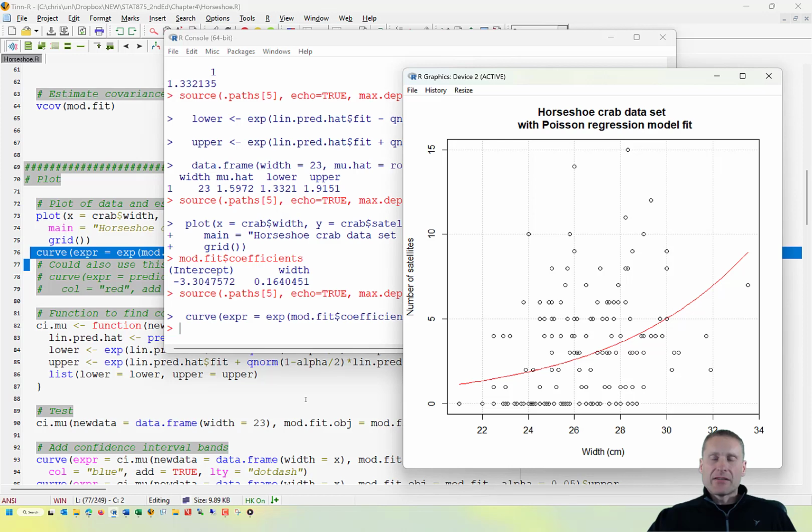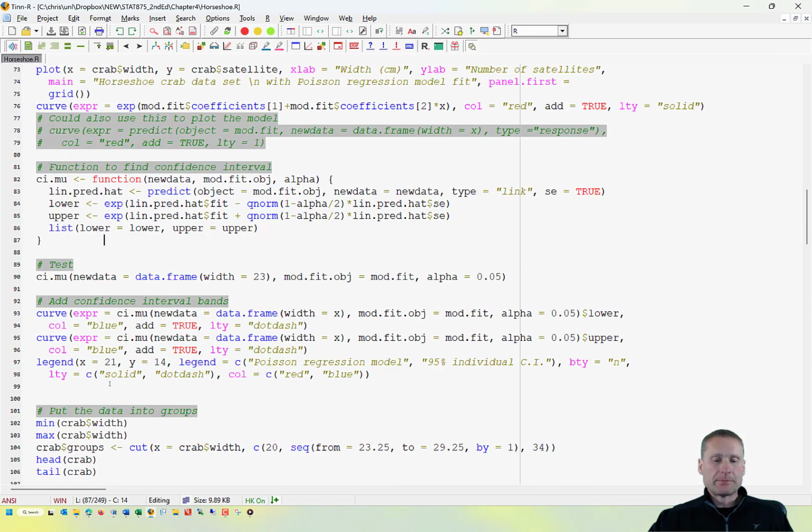Well, in a similar situation as this, when you have normal linear regression models, you want to have confidence interval bands also on the plot. We could include those too. Here's how. The first thing I'm going to do is construct a nice function that automatically calculates my confidence interval bands for me. So I'm going to create the function called ci.mu. It's going to have 3 elements: my new data, which corresponds to my widths, my model fit object, and alpha for whatever confidence level I want.